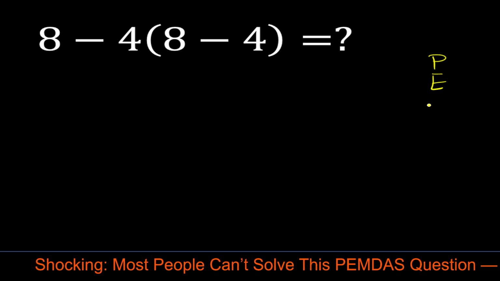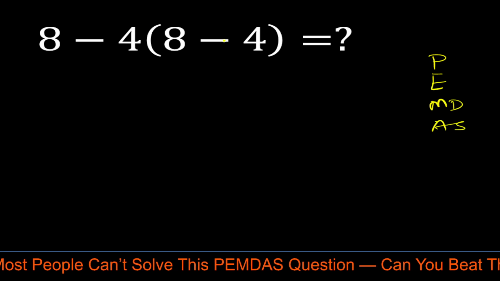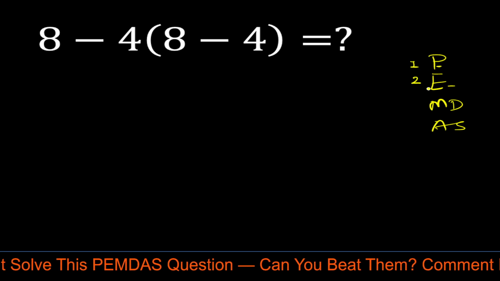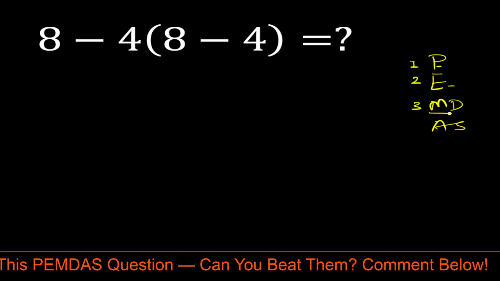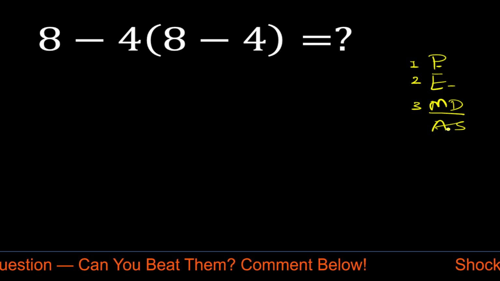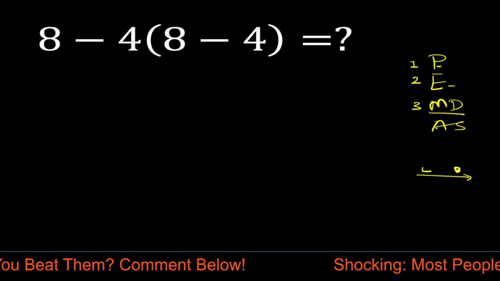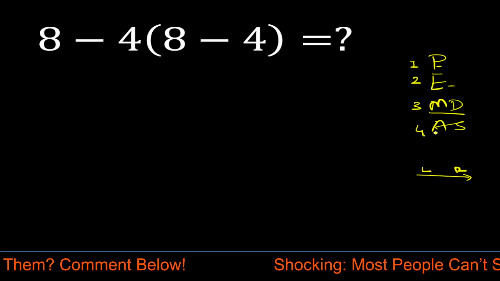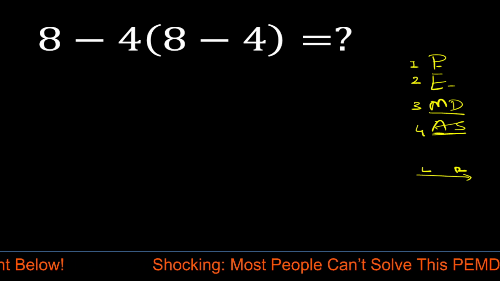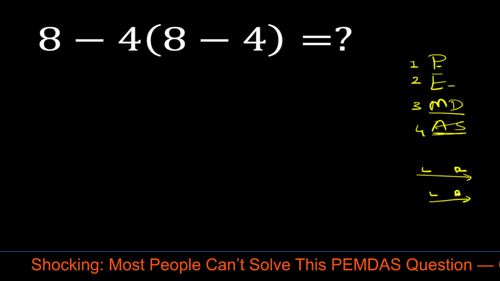PEMDAS. According to PEMDAS, first priority is parentheses, then second priority is exponents, then third priority is multiplication and division. Here multiplication and division both have equal priority, so we have to solve it from left to right. Then fourth and last priority is addition and subtraction. Also addition and subtraction both have equal priority, so we have to solve it from left to right.